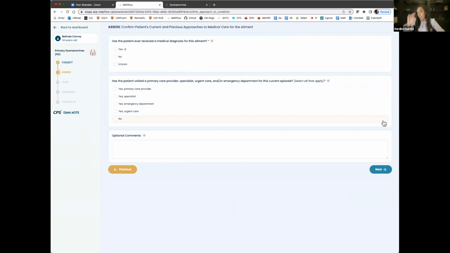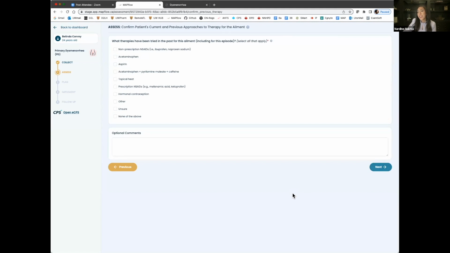So next, these are built in more for research purposes, but we want to know if the person's ever received a medical diagnosis, yes or no, and if they visited a primary care provider or urgent care emergency department. And this speaks to Angeline's point where we were saying, hopefully we can gather data about whether somebody is double dipping or whether they are truly falling within these treatment gaps and coming to pharmacists for this type of care. And hopefully we can capture some of that data with this tool.